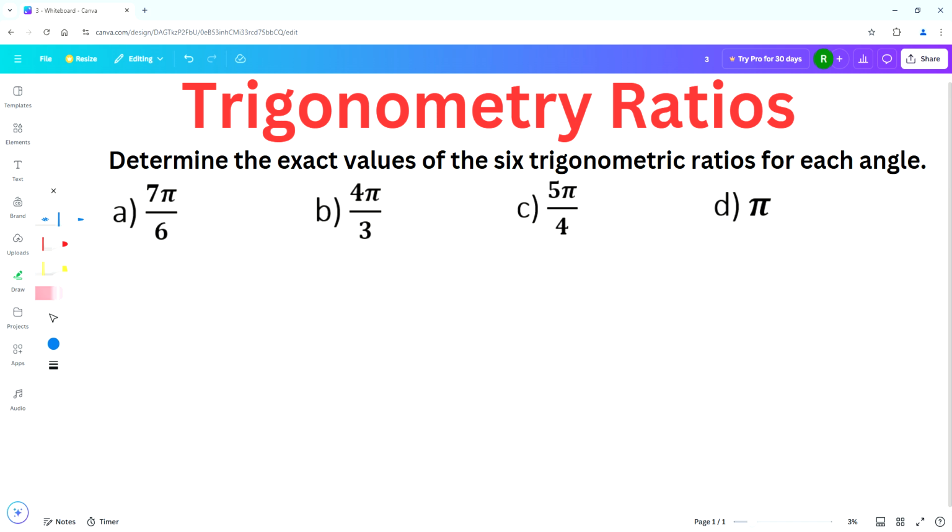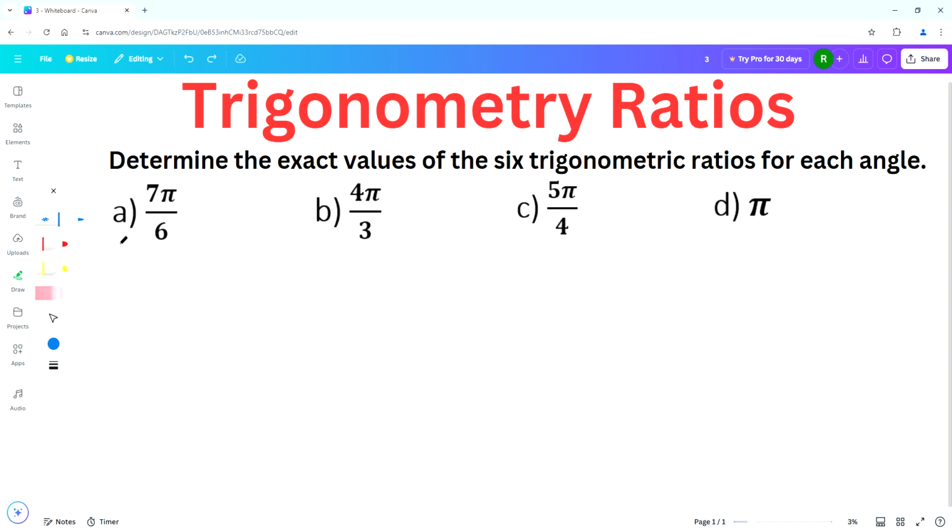In this video, we'll solve this problem using the concepts of trigonometry ratios. As per the problem, determine the exact values of the 6 trigonometric ratios for each angle. And we are given these 4 angles in radians. We have to determine the exact values of the ratios sine, cos, tan, cosecant, secant and cotangent ratios.